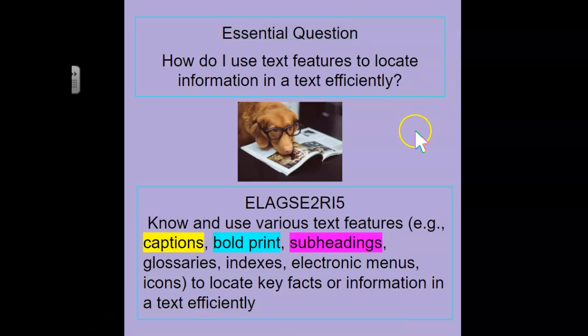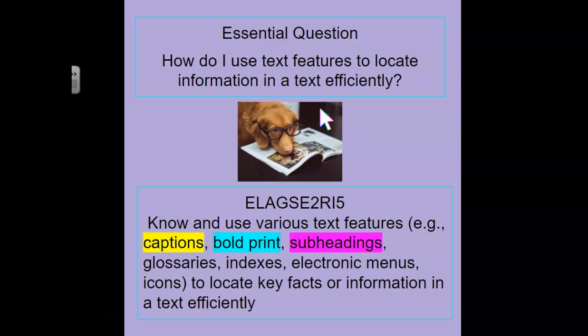All right, we've been learning about using text features in nonfiction text. So our text that teaches us information, our factual text. And our essential question, how do I use text features to locate information in a text efficiently? So we want to use the features that are in nonfiction text to help us best gain knowledge.